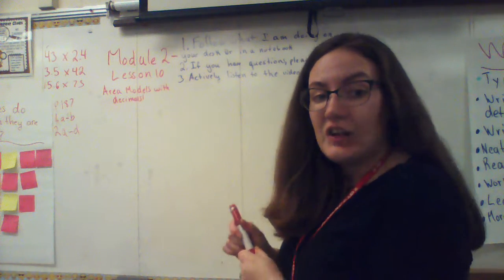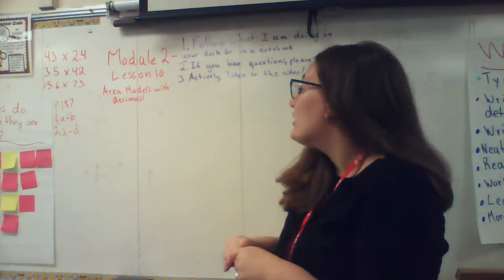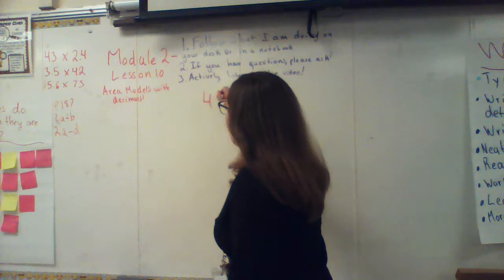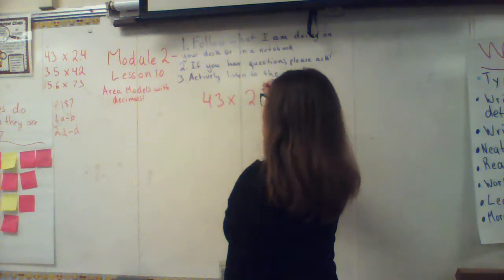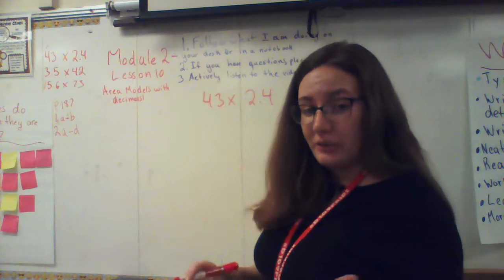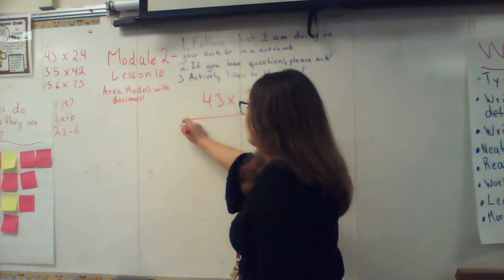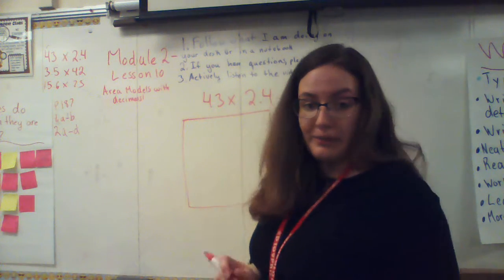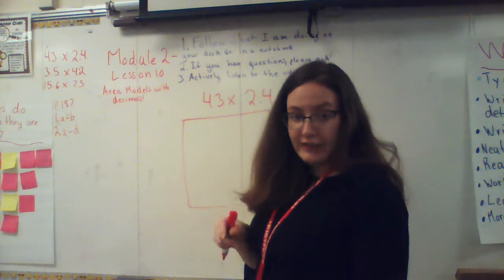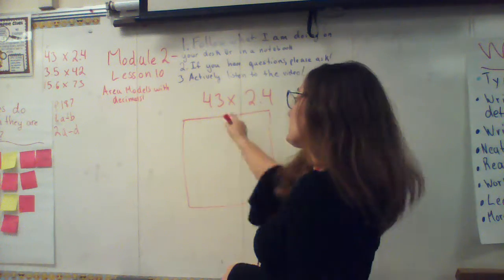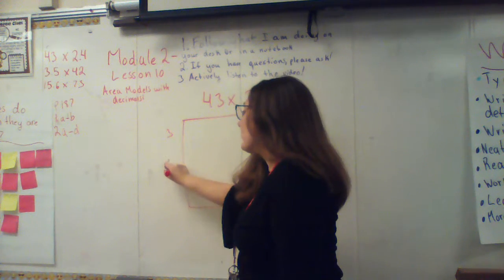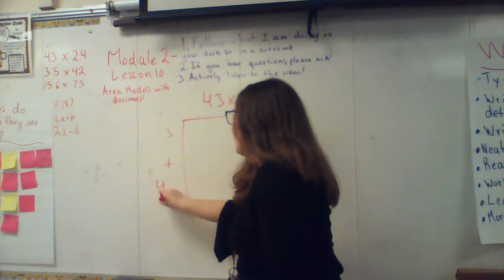All right, with that, we're going to get started with Module 2, Lesson 10. The first problem that we're going to look at is 43 times 2.4. Normally our problems are first written out like this, and we need to first write this in an area model. It's very similar to what we've been doing. I am going to draw my box for my area model, and then on the left side, I'm going to take my first factor and write that in expanded form. The expanded form of 43 is 40 plus 3. Remember, I start with the smaller place value first, so I do 3 plus 40.